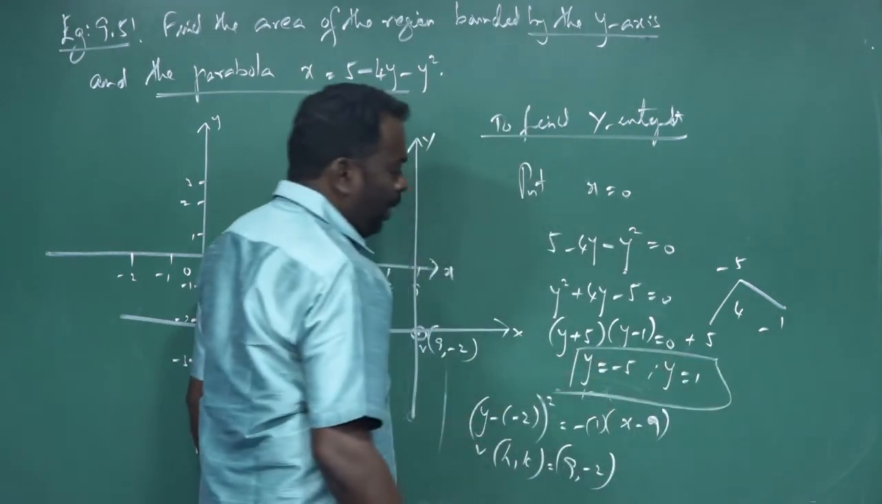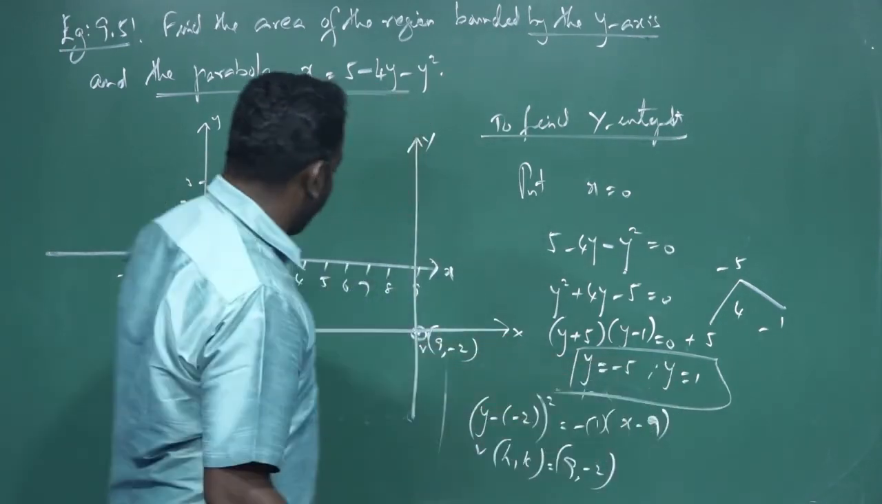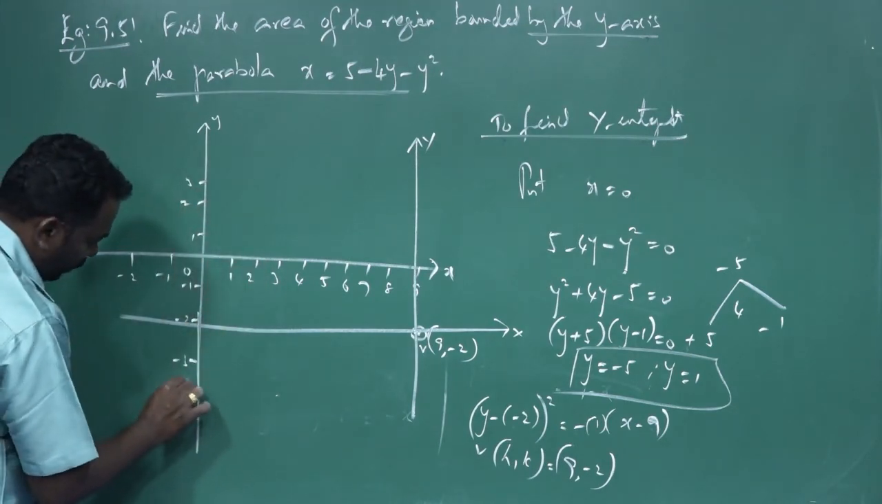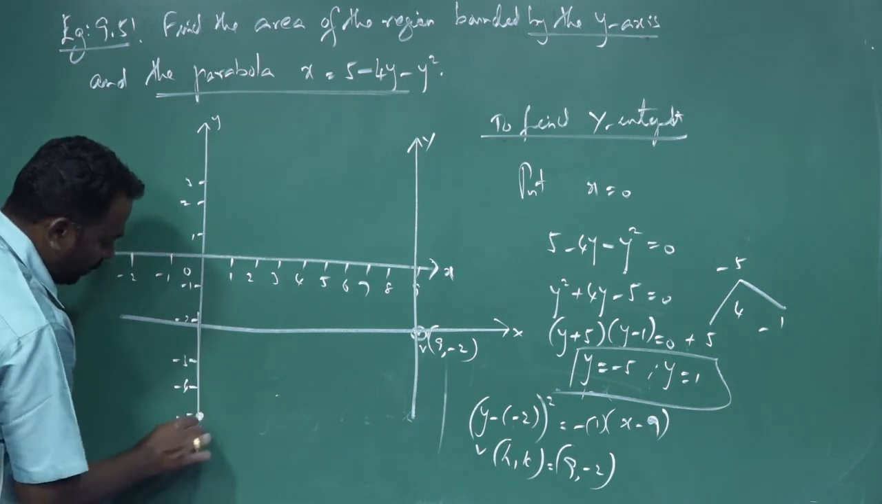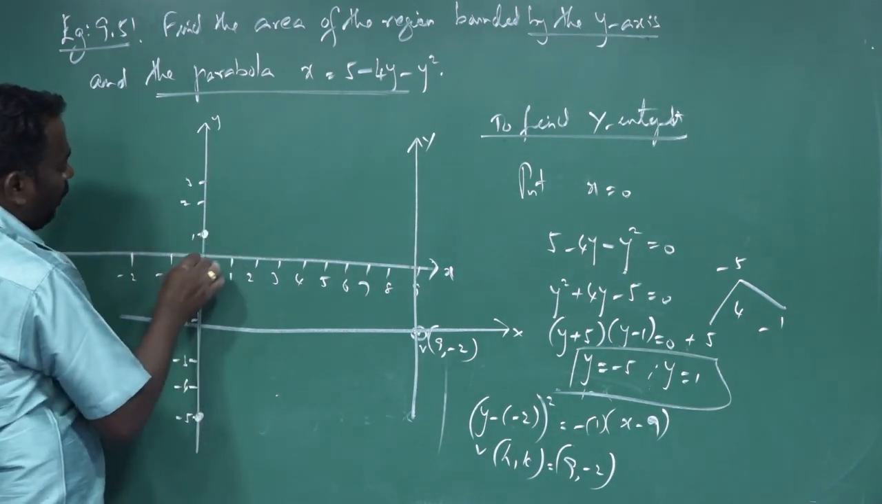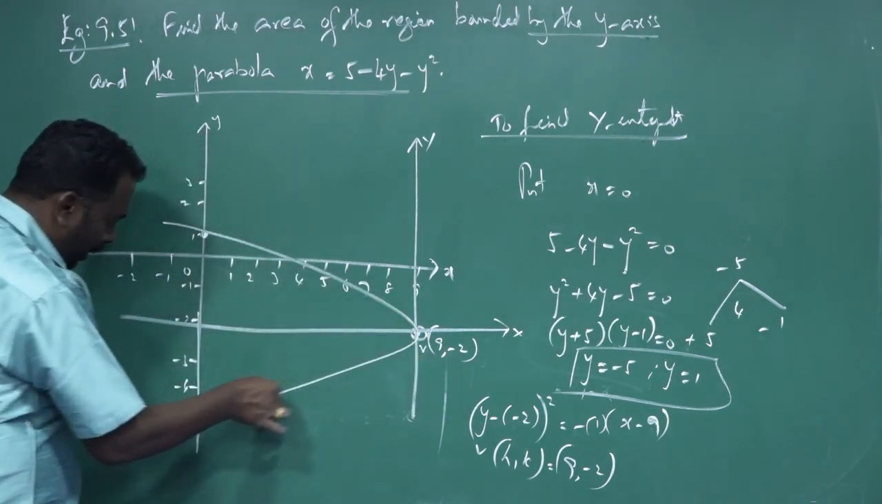Therefore the parabola intersects the y-axis at minus 5 and plus 1. So one y-intercept is minus 5, and another intercept is y equal to plus 1. Therefore, the curve passes through plus 1 and minus 5.